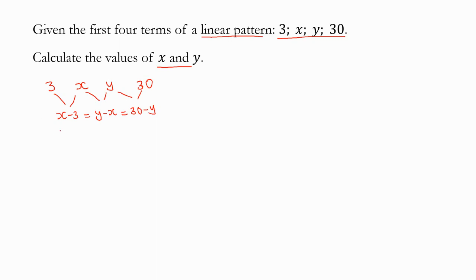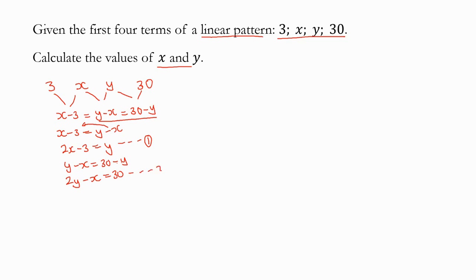Let's create our first equation. So x minus 3 is equal to y minus x. Then we add x on both sides of the equation, or transpose. So it becomes 2x minus 3 is equal to y. Let's call it equation 1. And then equation 2, let's create with these two. So y minus x is equal to 30 minus y. We can bring negative y to the left hand side, becomes positive y, so it's 2y minus x is equal to 30. That's equation 2.